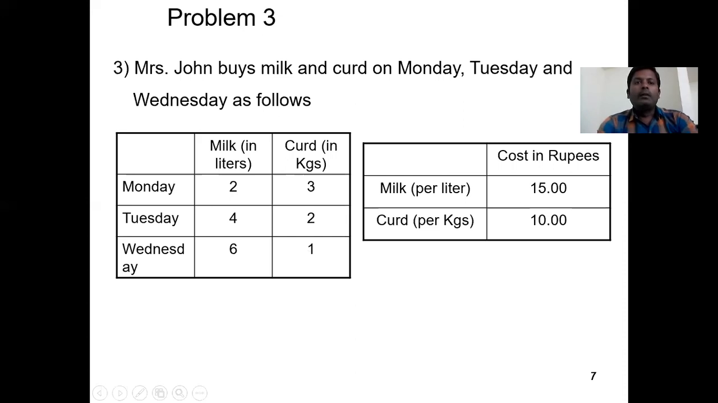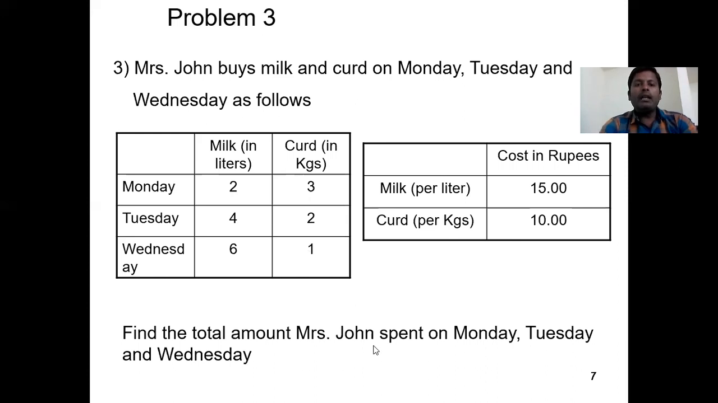Here Mr. John buys milk and curd on Monday, Tuesday and Wednesday as follows. Find the total amount Mr. John spent on Monday, Tuesday and Wednesday. What we have to find? Find the total amount Mr. John spent on Monday, Tuesday and Wednesday. Now we can see the solution.